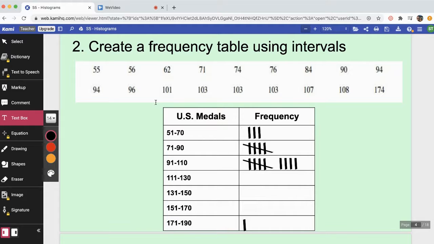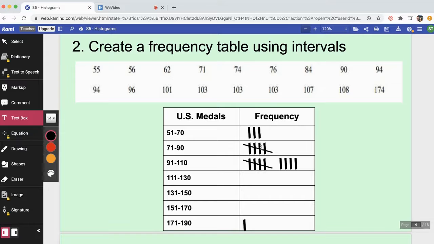The next step is to go through your data and do what we call a frequency table. This is a frequency table. Put a tally mark in each column for where that piece of data goes. So 55 would go in this column right here. So there's the tally mark for that one. 56 and 62 would also go in that section. So there's the tally mark there. And then we went through the rest of the data and put our tally marks in the section in which they belong.